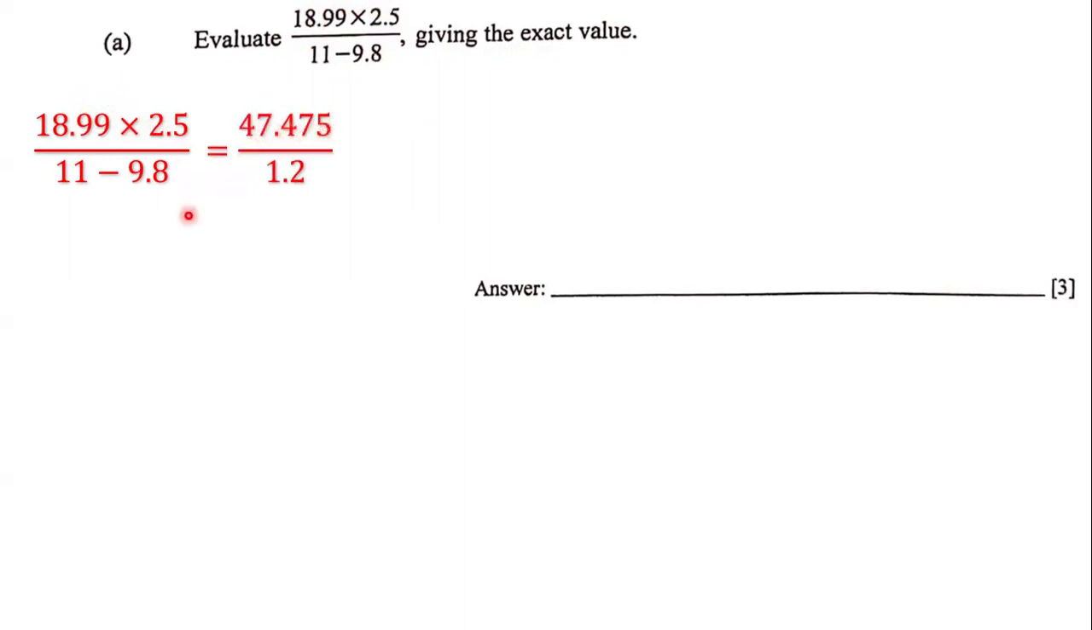47.475. The next thing that we're going to do is subtract the numbers that are in the denominator. So we have 11 minus 9.8, and that gives us 1.2. Next, we're going to divide. We're going to say 47.475 divided by 1.2, and that gives us 39.5625. And that is the exact value of this numerical expression.